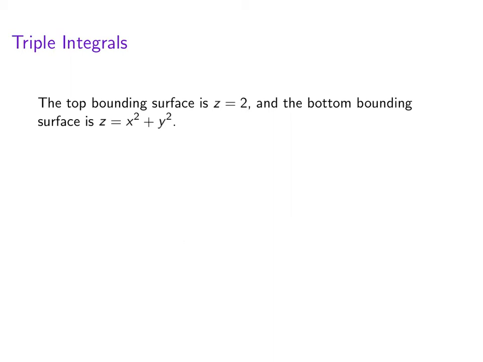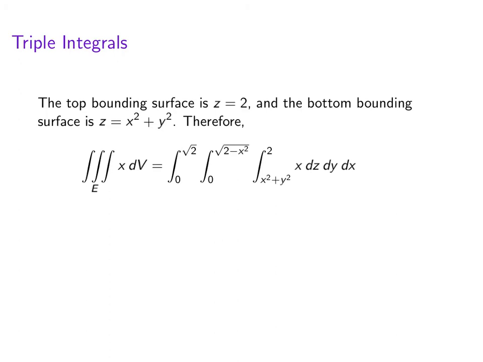Now when we compute an integral, we can say that the top bounding surface is z equals 2, and the bottom bounding surface is z equals x squared plus y squared. So here's what the integral looks like. The outer integral goes from 0 to root 2, that's the x. The inner integral goes from 0 to square root of 2 minus x squared, that's the y integral. Then the innermost integral goes from x squared plus y squared to 2, that's the dz integral. And what are we integrating? We're integrating x.